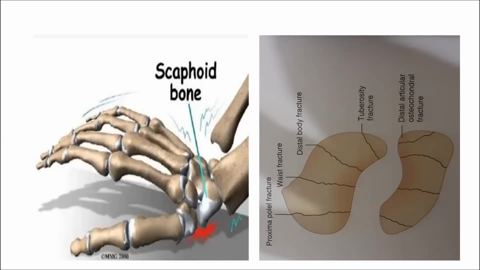The parts of the scaphoid bone, as you know, are the proximal pole, the waist, the distal body, and the tuberosity. Basically, the blood supply comes from distal to proximal. So commonly, proximal bone fractures can get complicated by avascular necrosis.